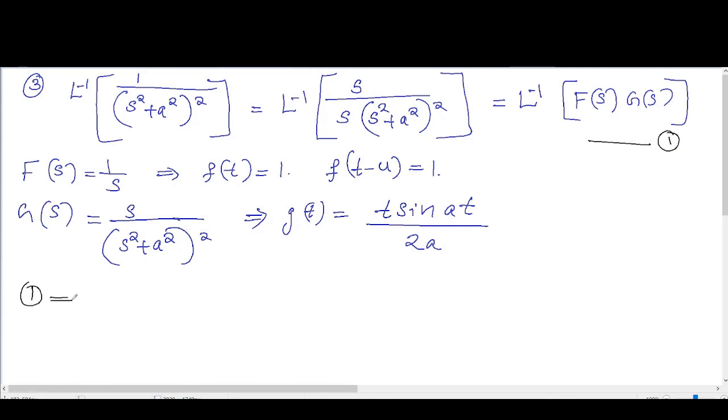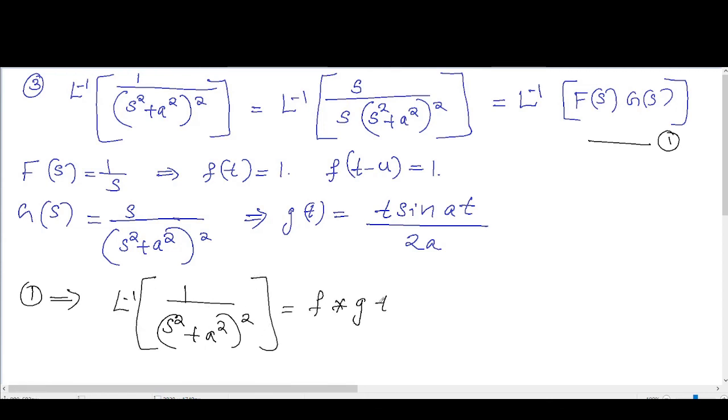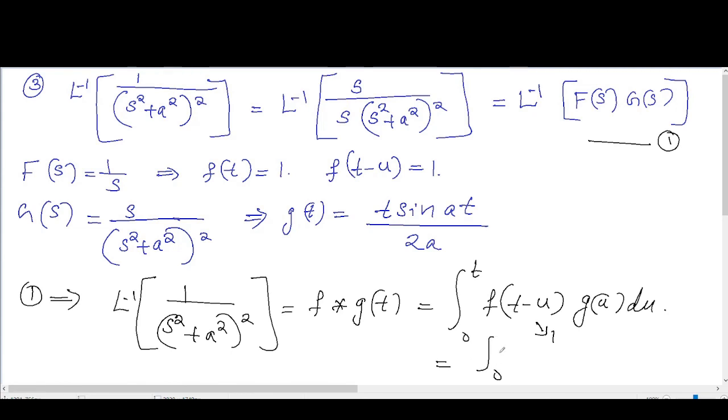So equation number 1 implies L inverse of 1 by s square plus a square the whole square is equal to f star g of t, and from the definition of convolution, that is integral from 0 to t of f of t minus u into g of u into du. Now you can substitute the value of f of t minus u as 1 and g of u, so integral from 0 to t of 1 into, then instead of t you have to put u, so u into sin a u divided by 2a du.